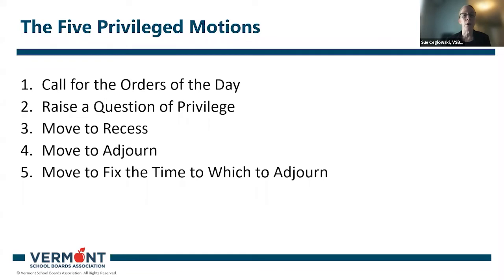And this motion, if a member raises a question of privilege, it permits them to interrupt pending business to state an urgent request. Move to recess proposes a short intermission in a meeting for a specified length of time. Move to adjourn proposes to close the meeting entirely. And lastly, move to fix the time to which to adjourn. While business is pending, the board may wish to set the date, time, and place for another meeting before its next regular meeting.